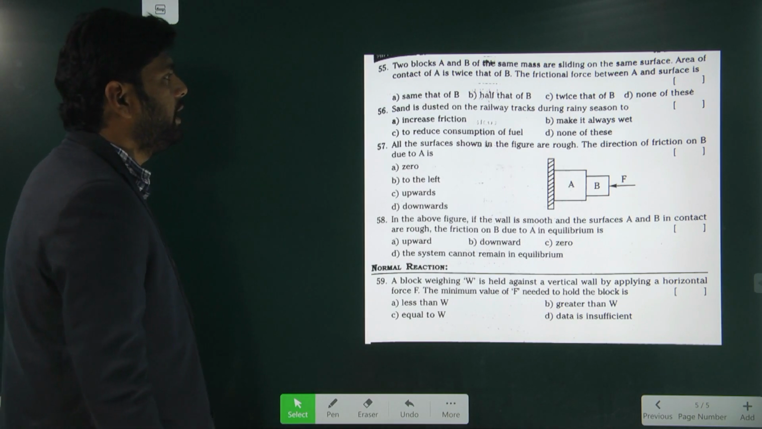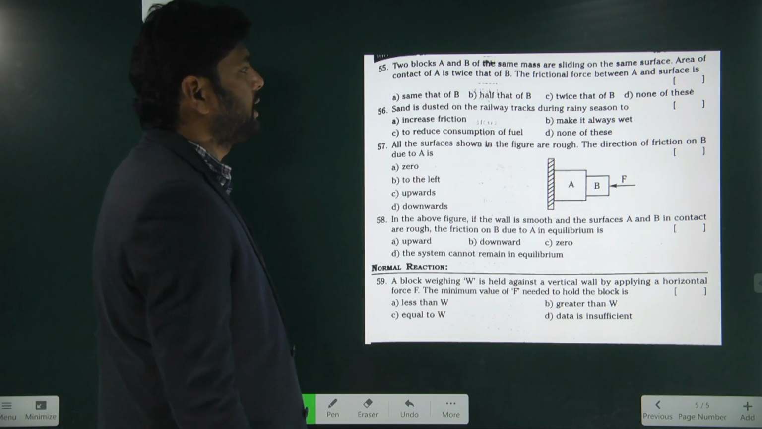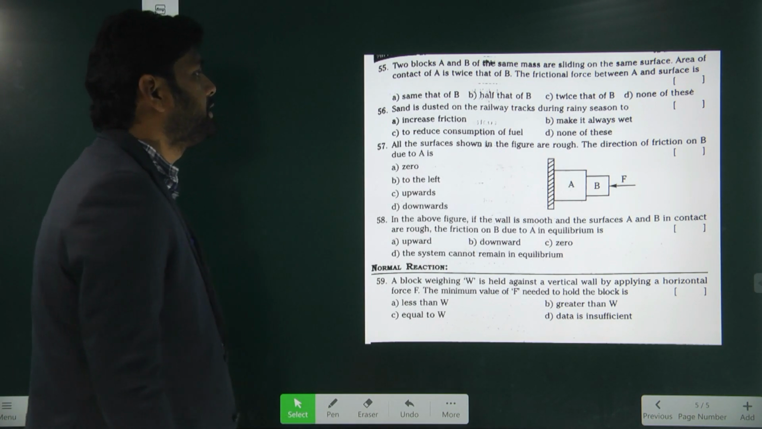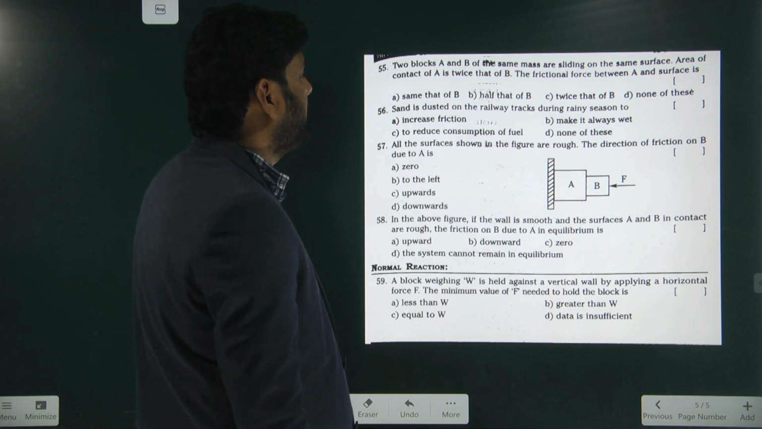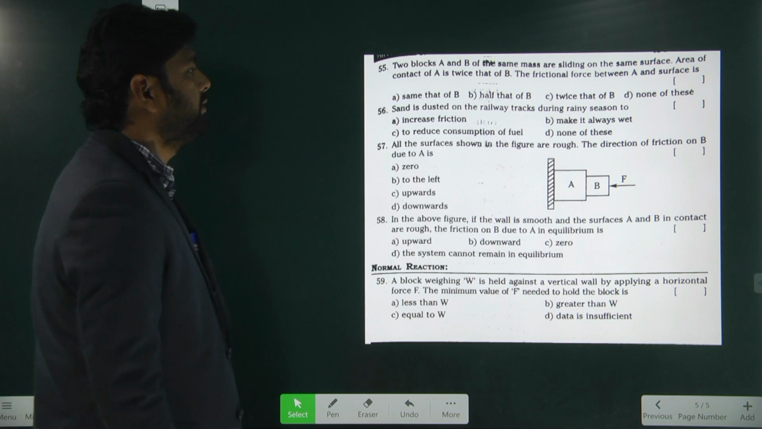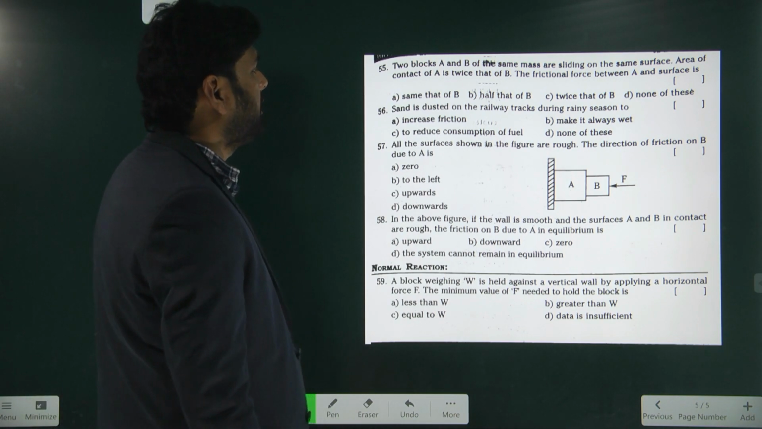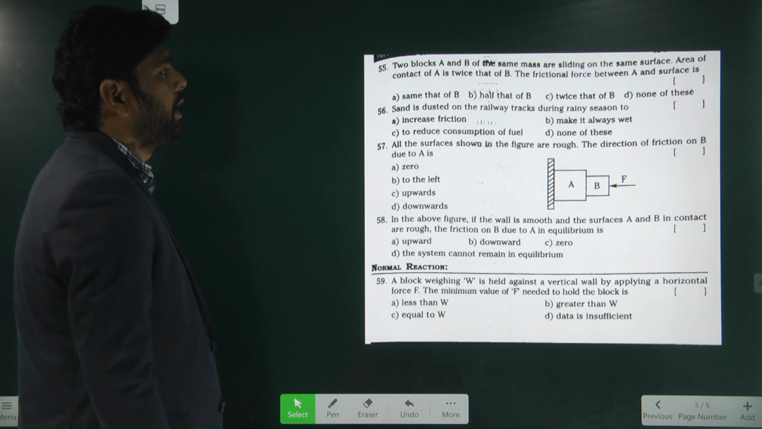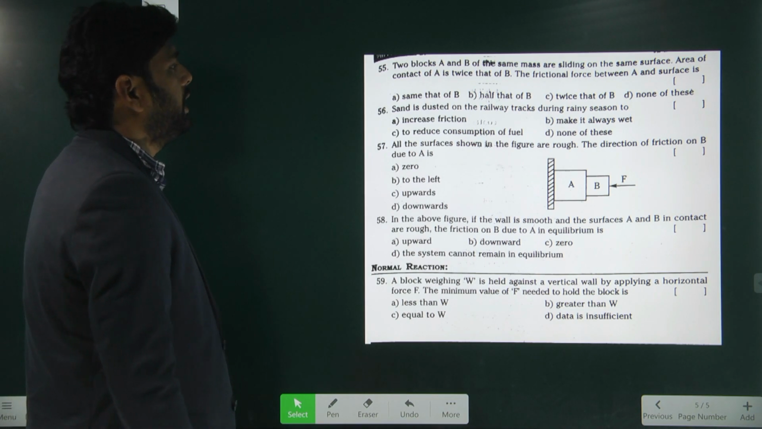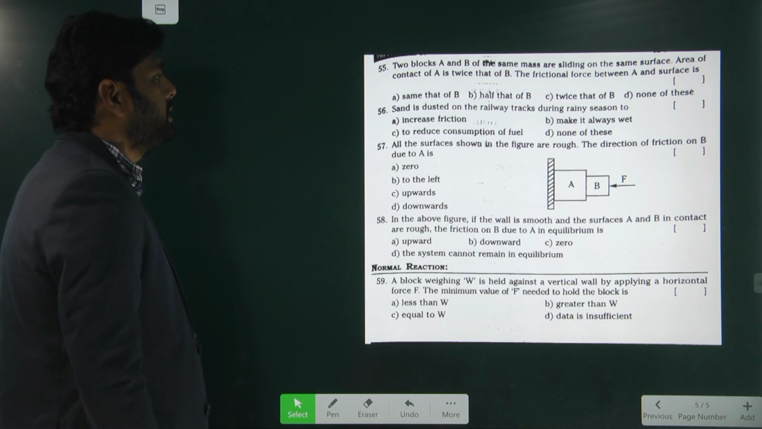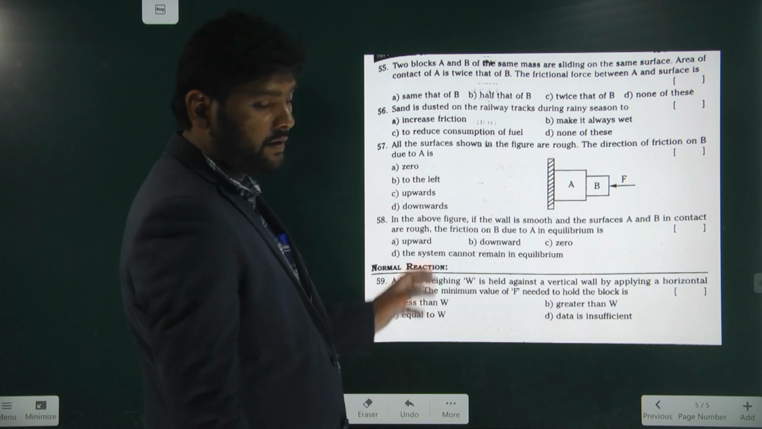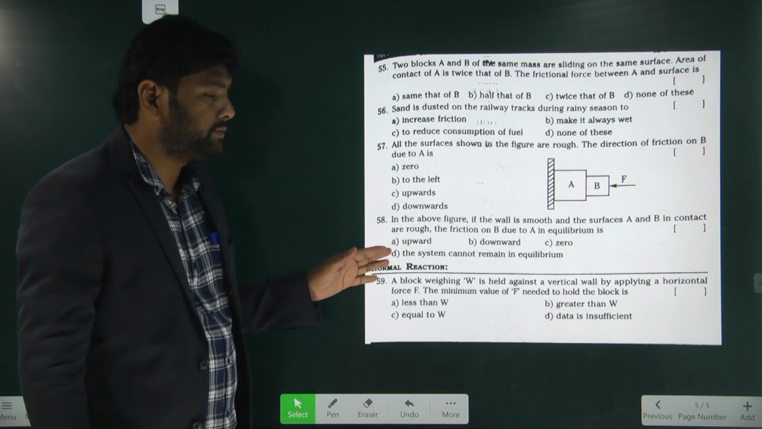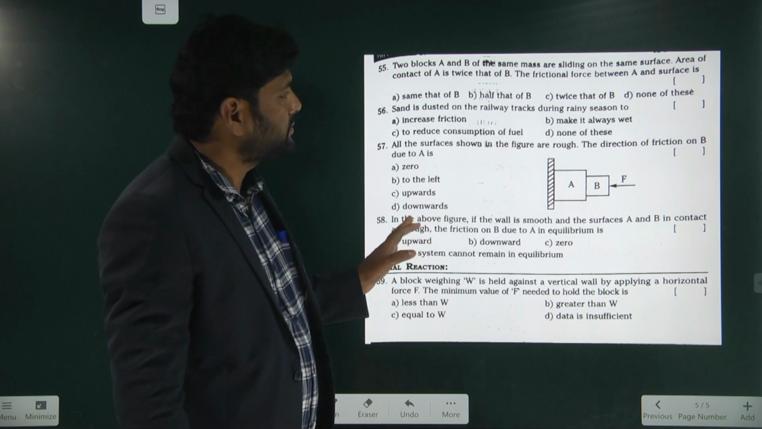Two blocks A and B of same mass are sliding on the same surface. Area of contact of A is twice that of B. Friction force between A and the surface is: same as that of B, half that of B, twice that of B, none of these. So here the area of A is more than B. When the area is more, what is going to happen?